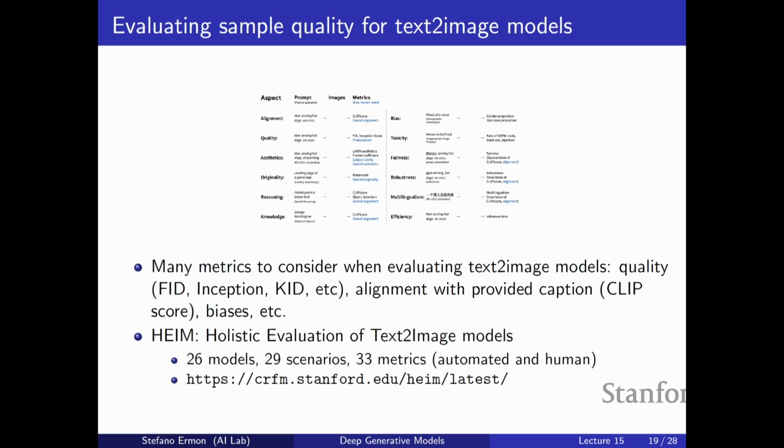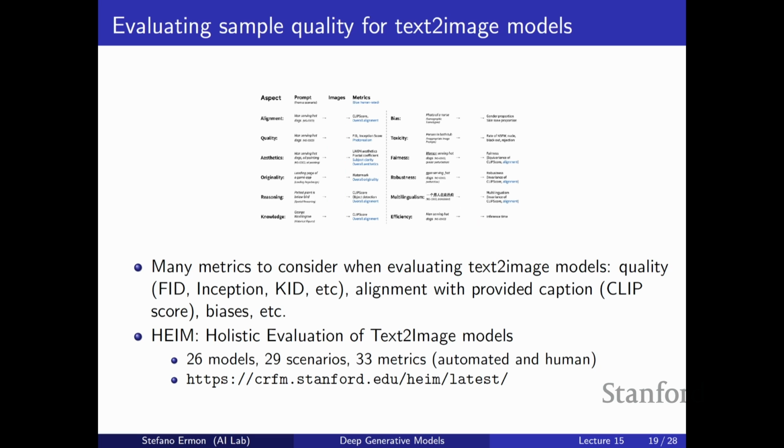So we put together this benchmark called HEIM, Holistic Evaluation of Text-to-Image Models, where we've considered all the different metrics that we could think of, and we've considered different kinds of evaluation scenarios. You can see some examples here, trying to look at quality, where maybe we use the usual FID and Inception and KID that we just talked about, but then we also look at other things: how robust the models are if you change words in the captions, the alignment between the image that you generate and the caption, various kinds of aesthetic scores, various kinds of originality scores.